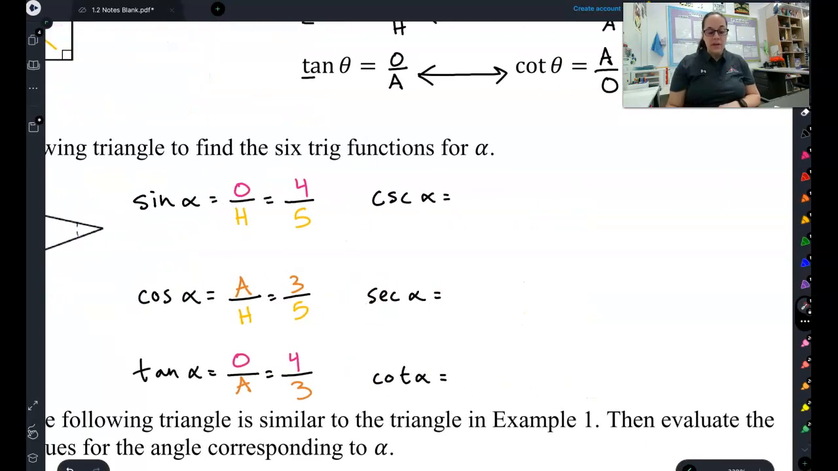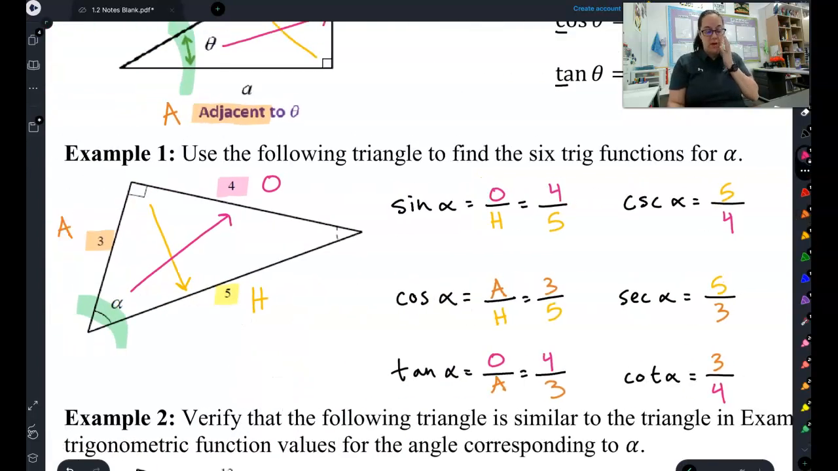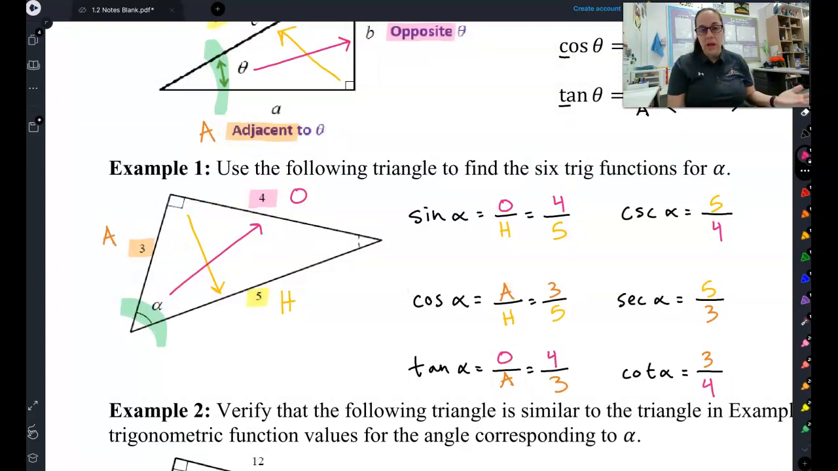Now, to find the rest of them, all you have to do is flip these fractions. So cosecant is sine flipped, so that becomes 5/4. Secant is cosine flipped, so that becomes 5/3. And cotangent is tangent flipped, so that becomes 3/4. And we're done. That's trigonometry in a nutshell.